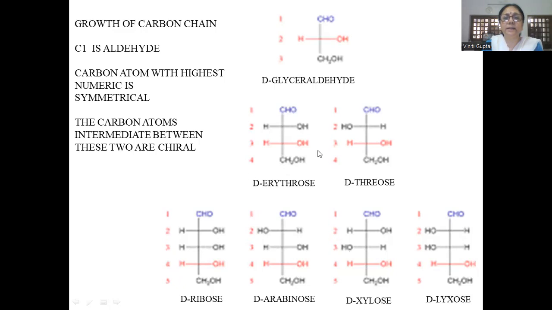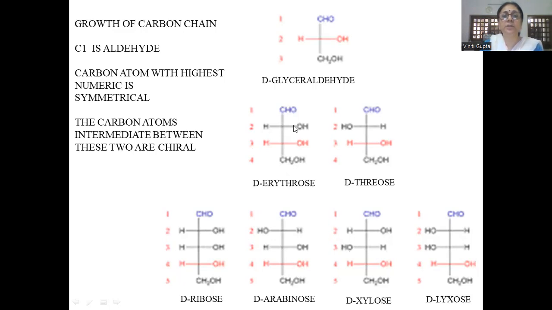Let us take this case. This part of the molecule is similar. If you can see, 3, 4 and 5 are similar to 2, 3 and 4 of erythrose. The carbon number 2 has changed. In carbon number 2, OH is on the right, and in carbon number 2 in arabinose, OH is on the left.